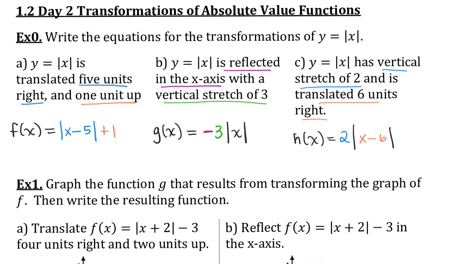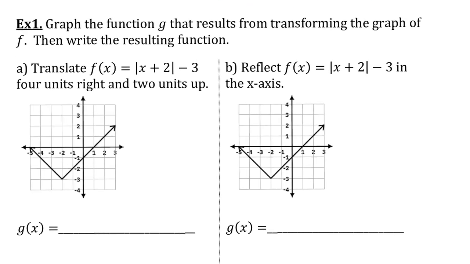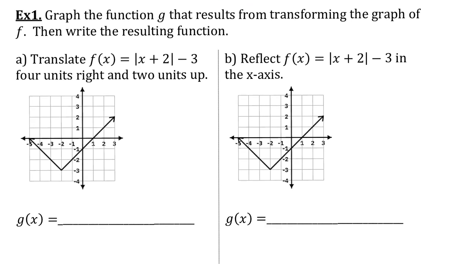Okay, now we're going to transform functions that are already kind of transformed and see the resultant of those functions. So example 1 says graph the function g that results from transforming the graph of f, then write the resulting function. Okay, so f of x equals the absolute value of x plus 2 minus 3 is already graphed here. This goes left 2, down 3, and it's a nice V because it is absolute value. Let's take this and move it 4 units right and 2 units up.